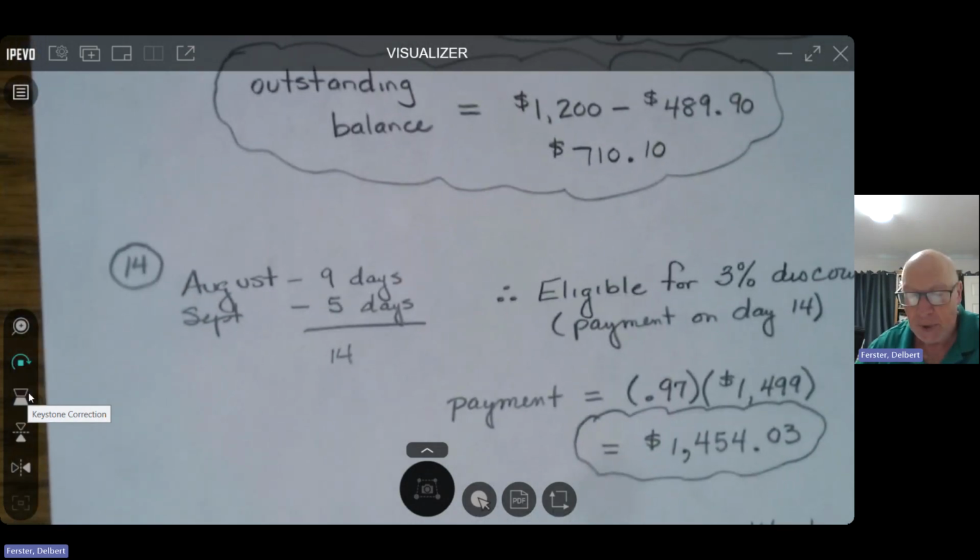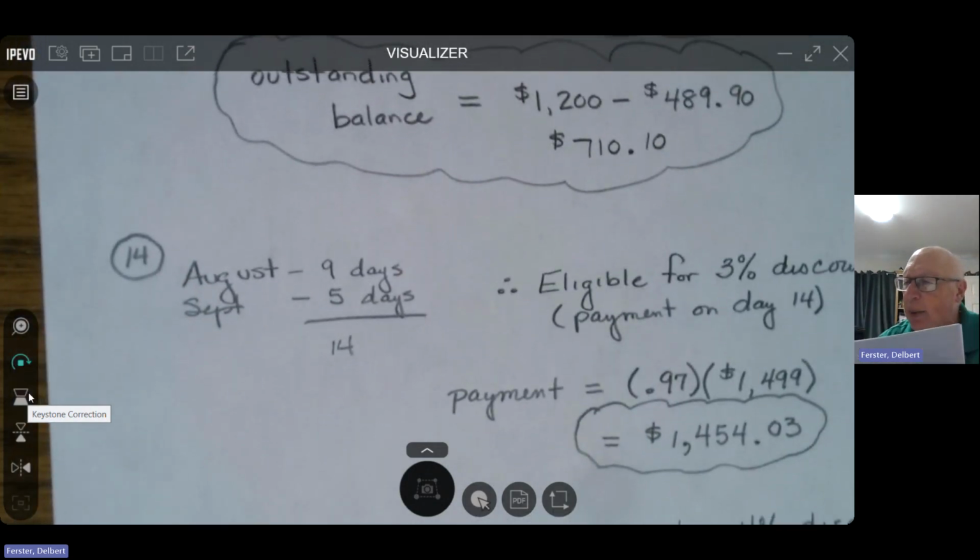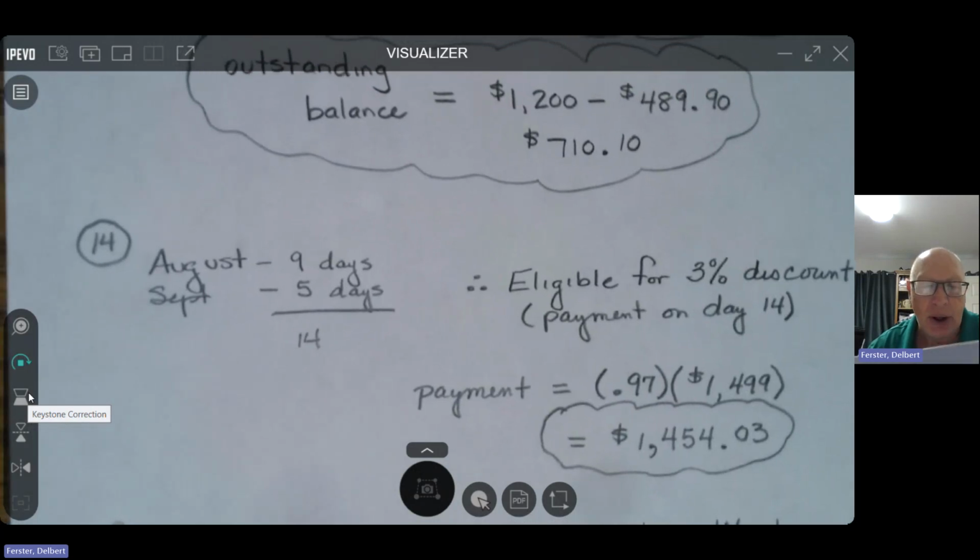Let's move to 14. Again, most of what you have to contend with on these problems is the days and the months. If you look at 14, the dates are referencing August 22nd, and he's going to make his payment on the 5th. In terms of August on the screen, from 22 to the end of August is 9 days. If he makes the payment on the 5th, that's 5 more days. So he's making his payment within 14 days, and the terms were 3/15. So good news, he made it. He was within the 15-day window, so he does qualify for the 3% discount.